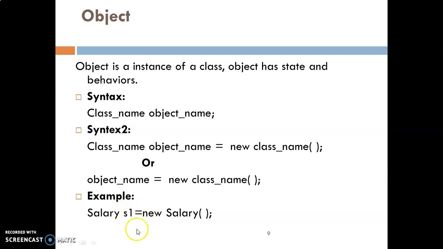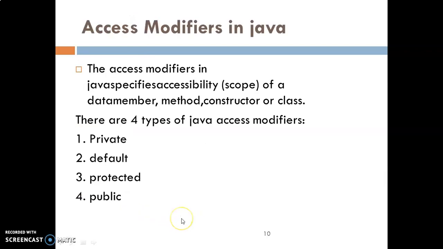You can see here the example S1. S1 is the object from the class Salary, and once the object is created by using the unary operator new, it is initialized by the default constructor Salary. This is default because there is no argument associated with it. So right now the values are 0, 0.